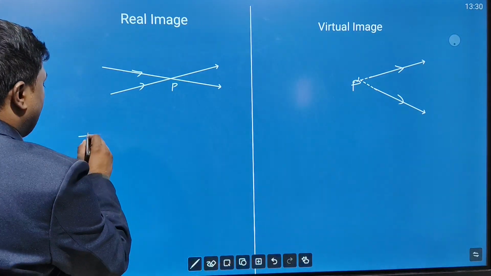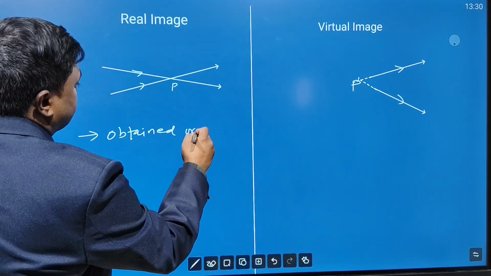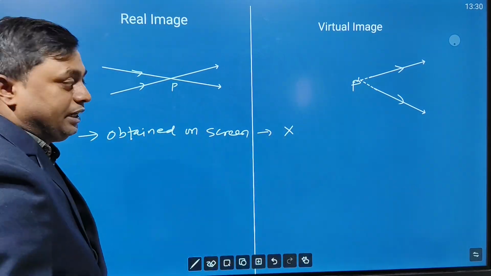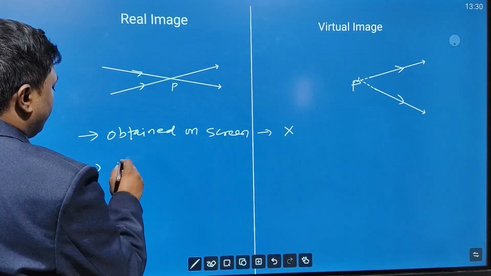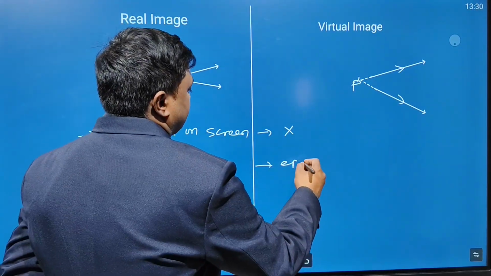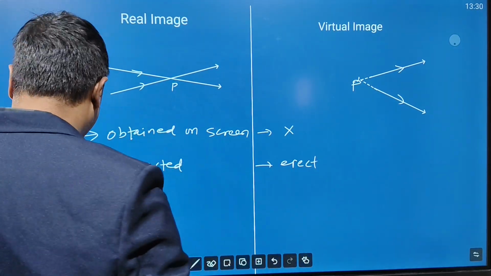A real image can be obtained on the screen. But a virtual image cannot be obtained on the screen. Real images are always inverted, whereas virtual images are always erect. So these are the differences you can write for real image and virtual image.